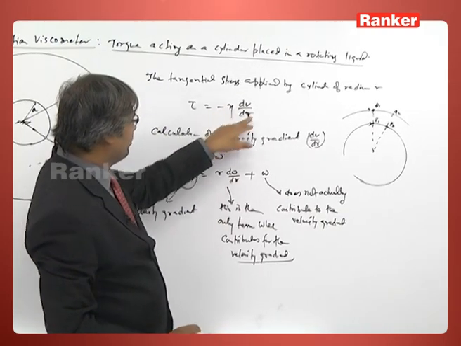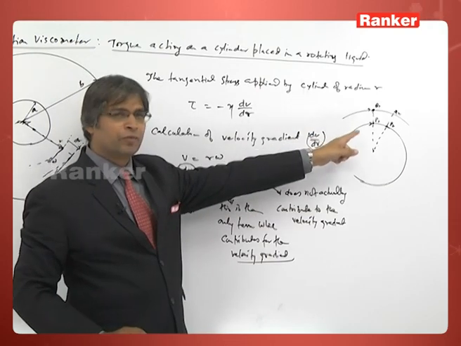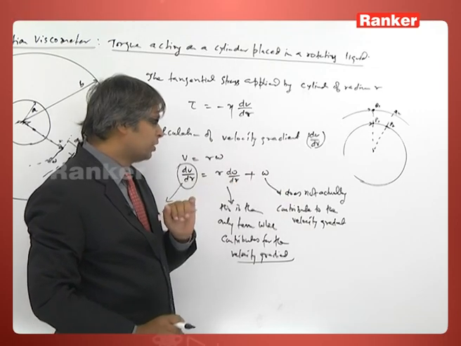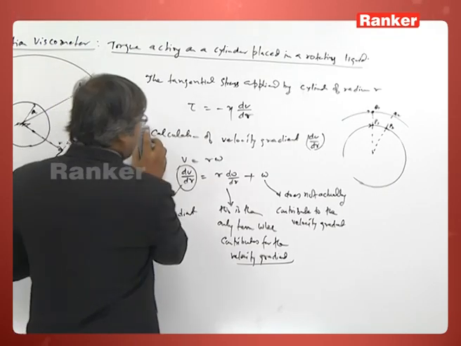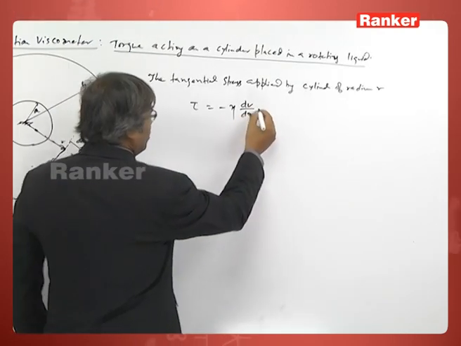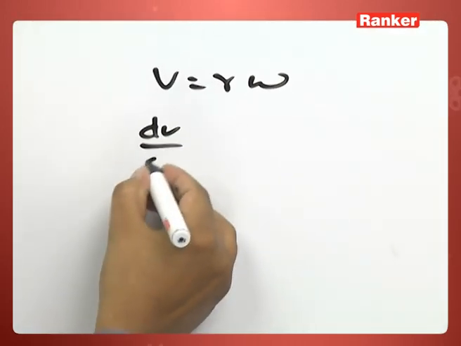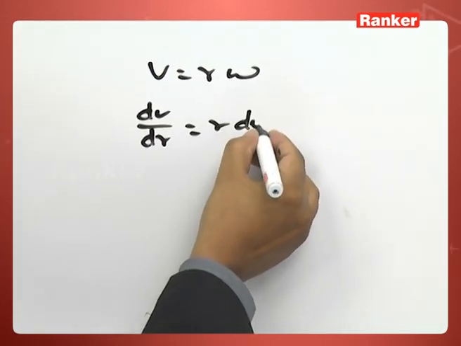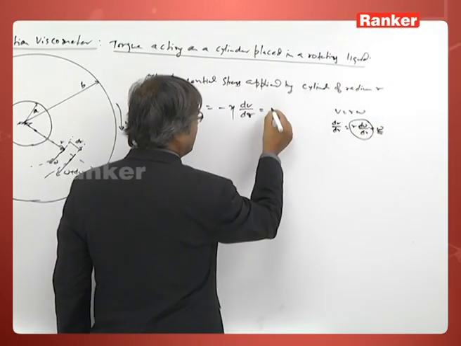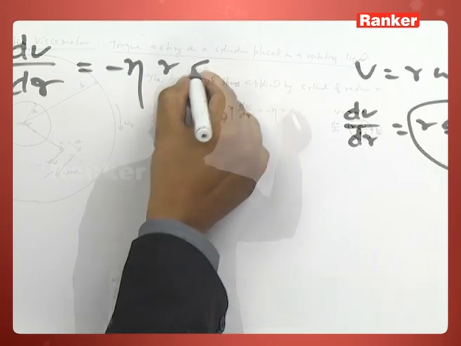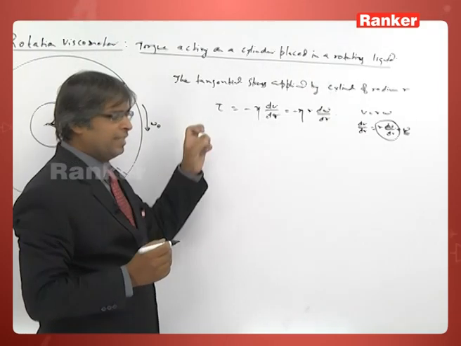So here I will write dV by dr as only r d omega by dr, because omega, as seen from this logic, does not contribute to the velocity gradient. So now let us calculate this quantity. So we see that this V is equal to r omega. So dV by dr is r d omega by dr plus omega, this is not contributed, so only this we will take. So minus eta r d omega by dr. So this is the stress.